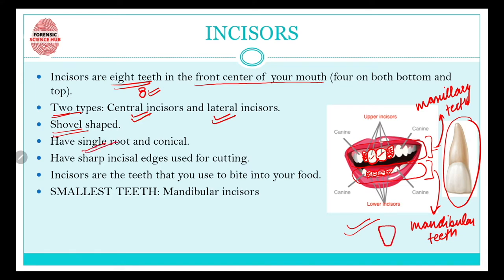They have a single root, as you can see here. This is the root, and it is single and it is conical in shape, right? And incisors have sharp incisal edges. For this tooth, this is going to be its edge. In case of incisors, the edges are sharp and hence they are used for cutting purposes. Incisors are the teeth that you use to bite your food. So this is the role of incisors.